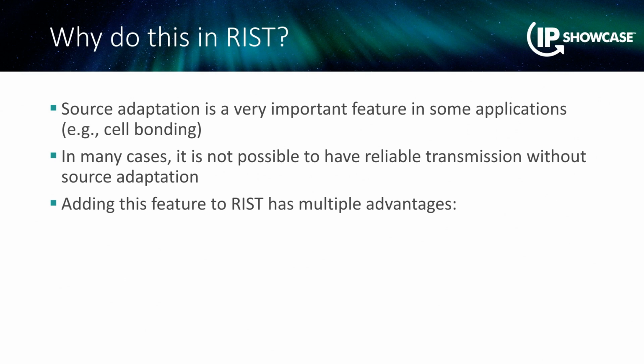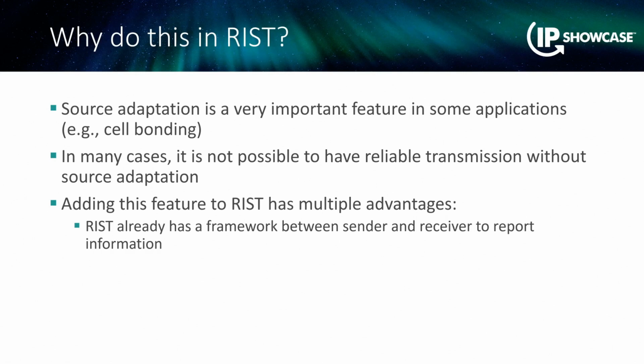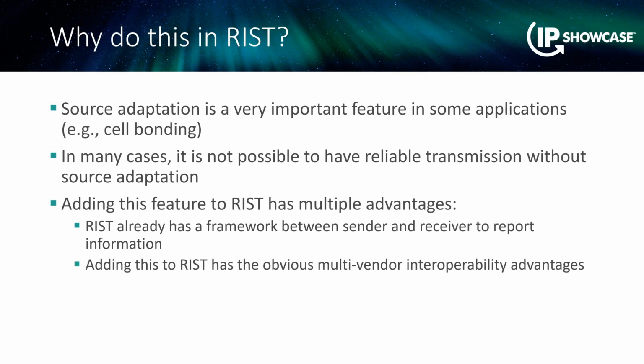So, if we do this in RIST, we have multiple advantages. RIST already has a framework between the sender and receiver to transmit information. And adding this to RIST has the obvious advantage of multi-vendor interoperability. You're going to tell me, people have been selling this for years. Yes, but proprietary custom solutions, right? You're locked into a single vendor. If you do this in RIST, it's an open specification, and you can achieve interoperability and pick and choose what solution you want.